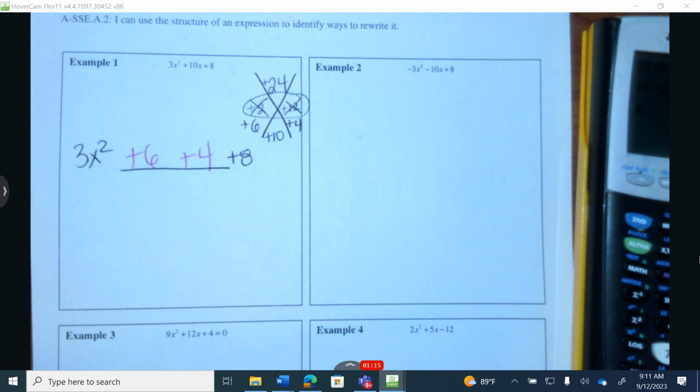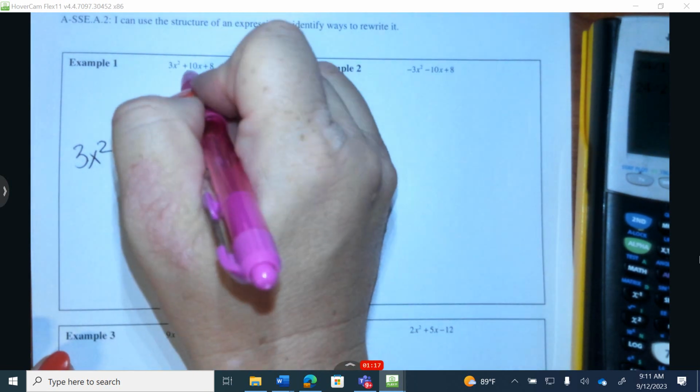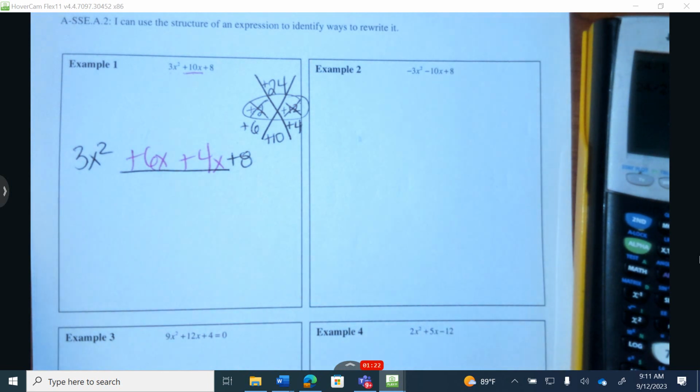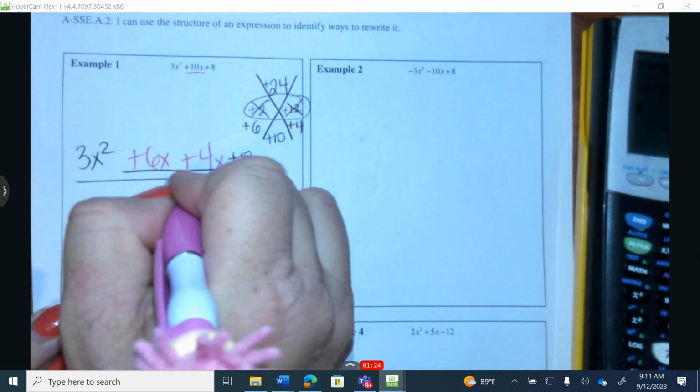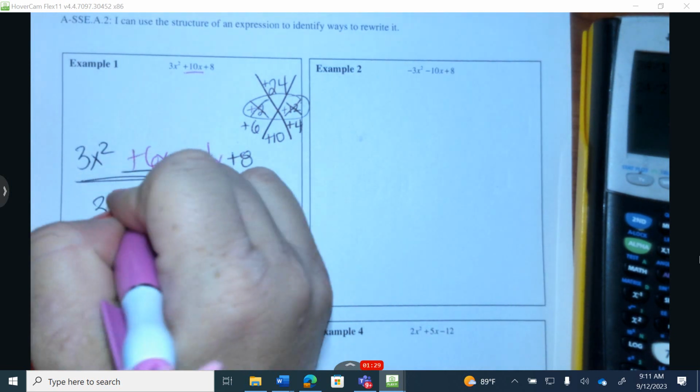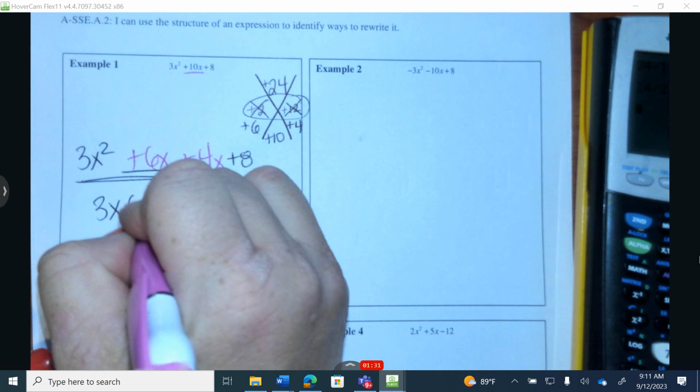Now, I've done something wrong if I stop right now. These two have to add up to a 10x. Don't forget your x. It's a common mistake. Even I have to be cognizant of it myself. Underline the first two terms. The most we're able to factor out would be a 3x, and I'm left with x plus 2.